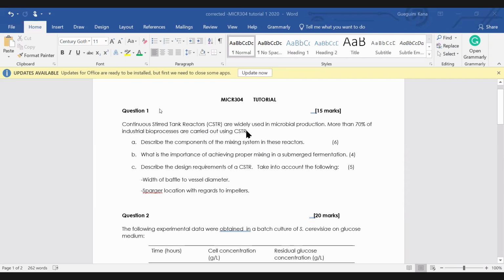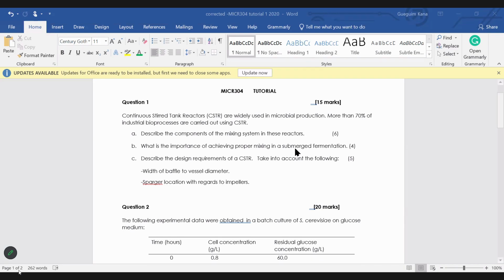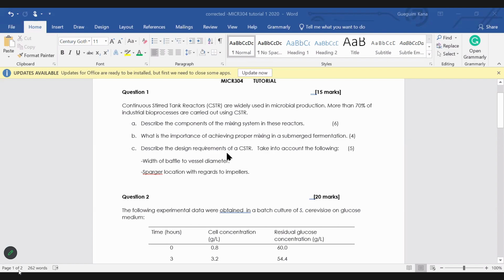Continuous state reactors are widely used in production, more than 70%. Describe the components of the mixing system. We've already covered that, and it's straightforward in your note. The importance of achieving suitable mixing, you have done in one of your assignments, and it is also in your note.